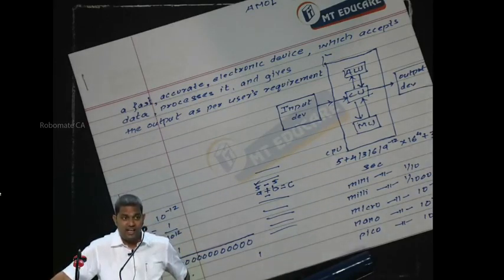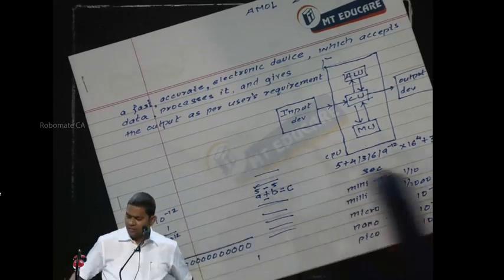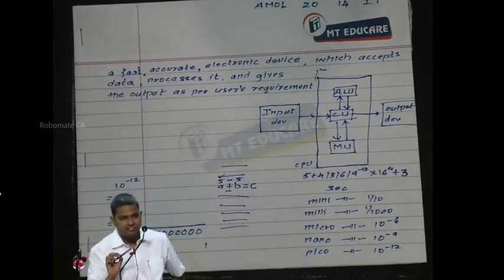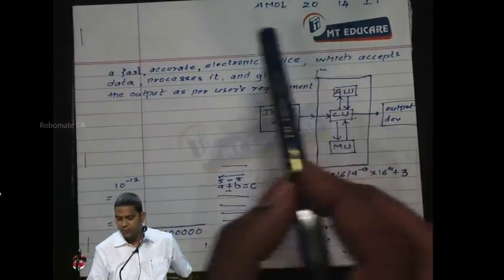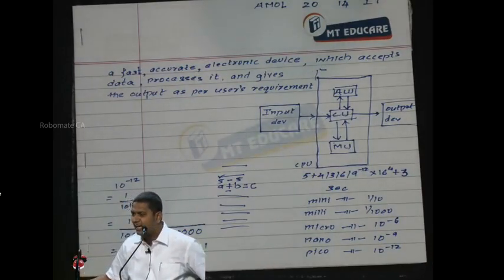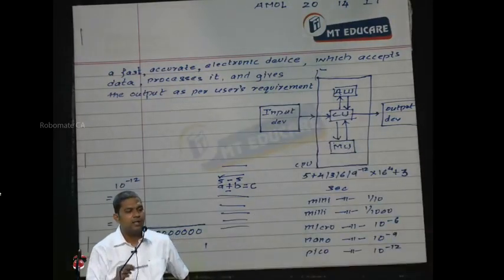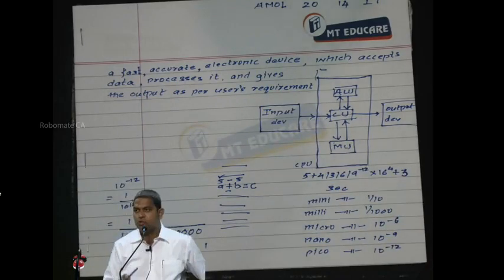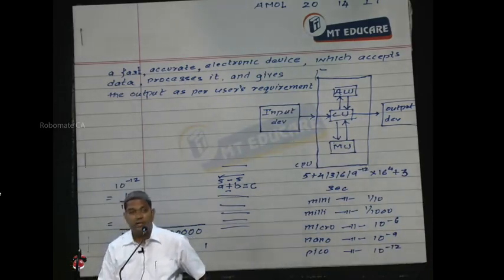Okay, so a computer is a fast, accurate electronic device which accepts the data, processes it and gives the output as per the user's requirement. See, this definition seems very simple, but there are n number of hidden things which you came to know now. You know what is data, you know what is information. When I say processing, you should know it is the relationship between input, output, storage and the process. When I say output, you should know it. When I say user, you should know who it is.